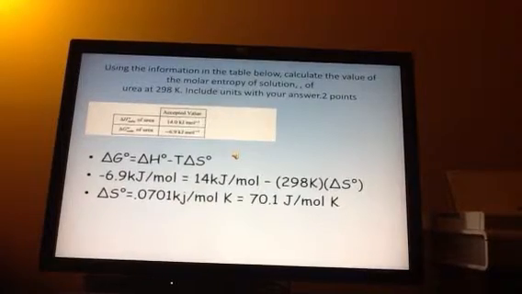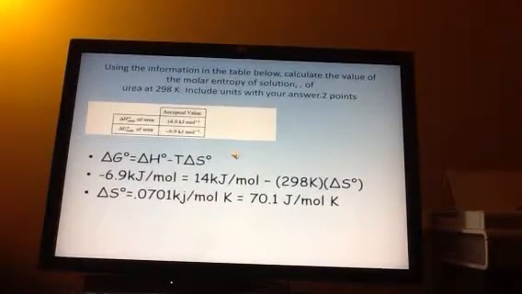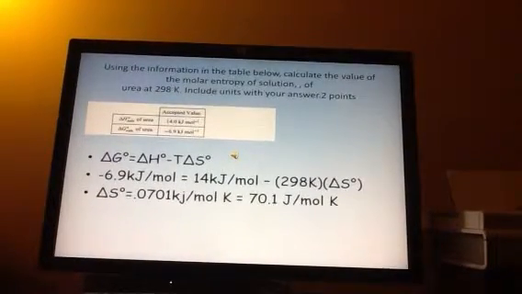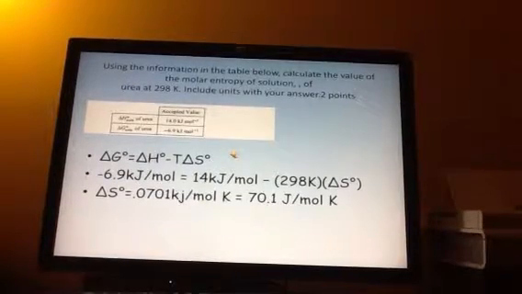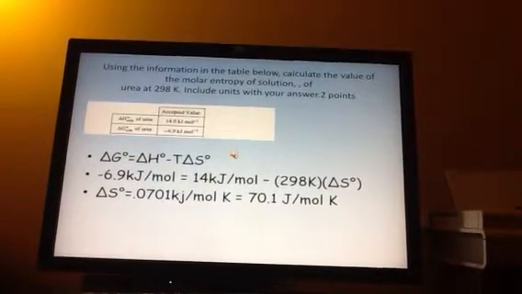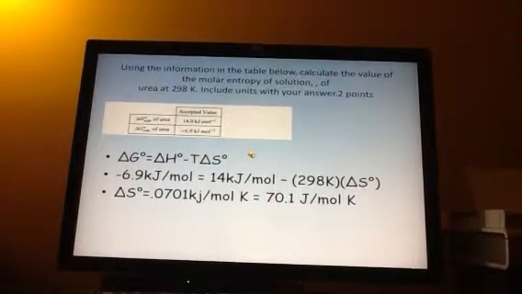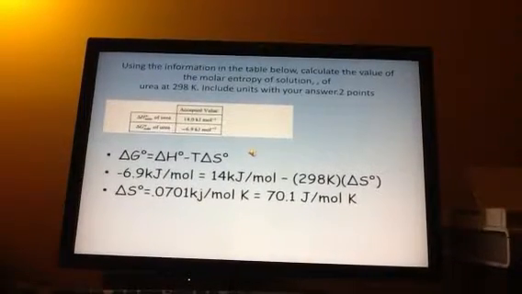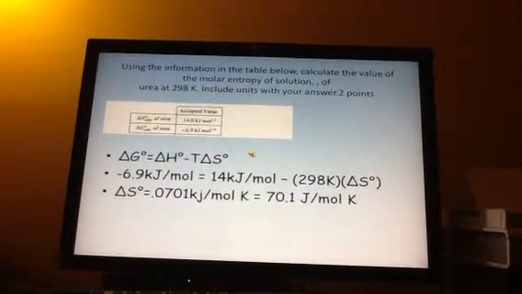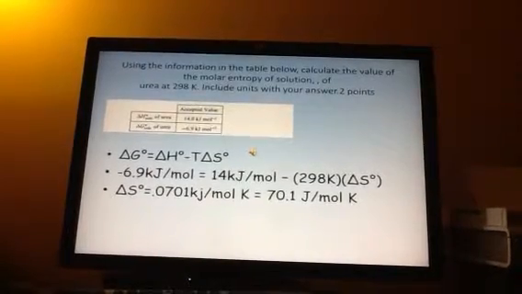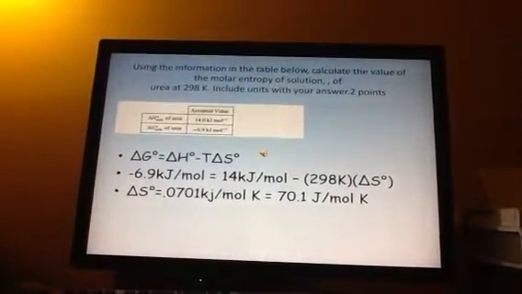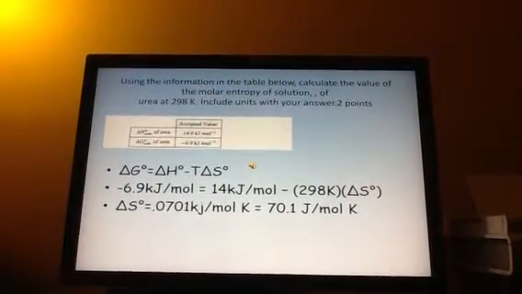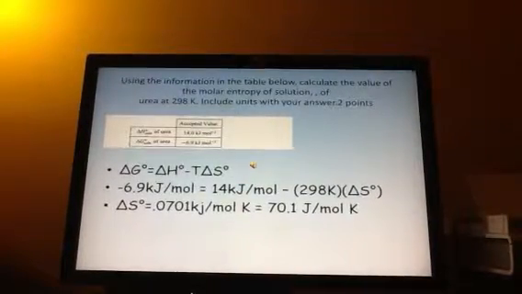The next question asks to use the information in the table and to calculate the value of the molar entropy of the urea at 298 degrees Kelvin. They gave you a table with the accepted values of delta H and delta G of urea, and you just use the equation delta G equals delta H minus T delta S and plug in the values. So delta G was negative 6.9 kilojoules per mole, and you set that equal to delta H, which is 14 kilojoules per mole, minus T delta S, and the temperature was 298 Kelvin. Then you just solve for delta S and you get 0.070 kilojoules per mole Kelvin, which converts to 70.1 joules per mole Kelvin.